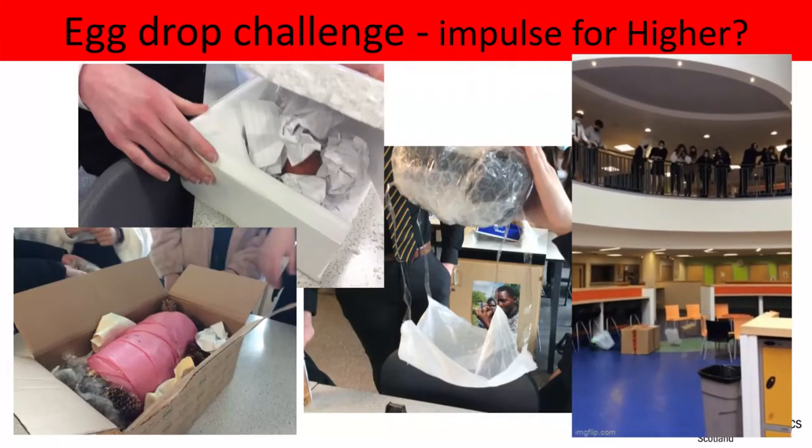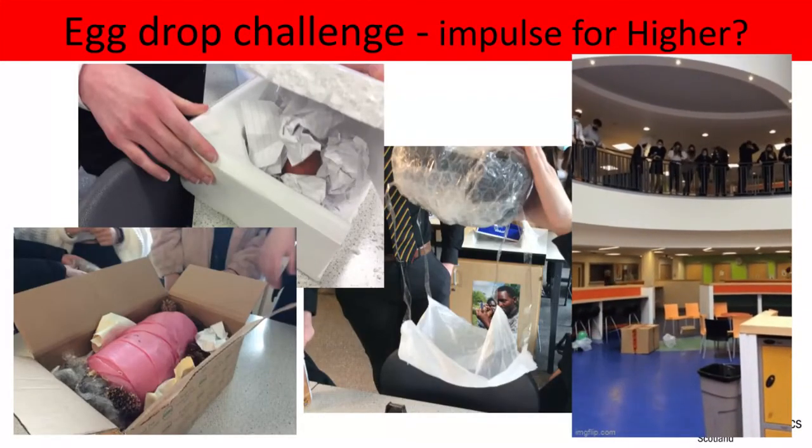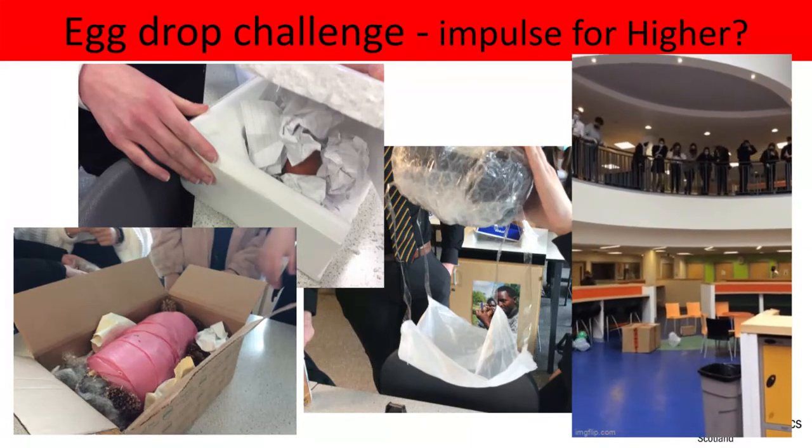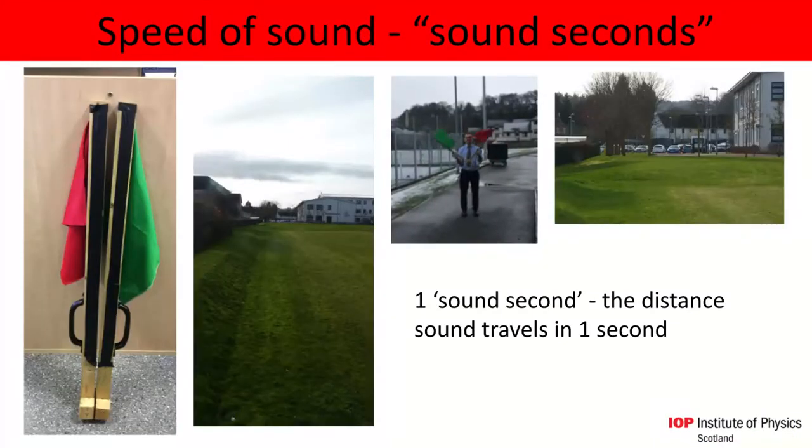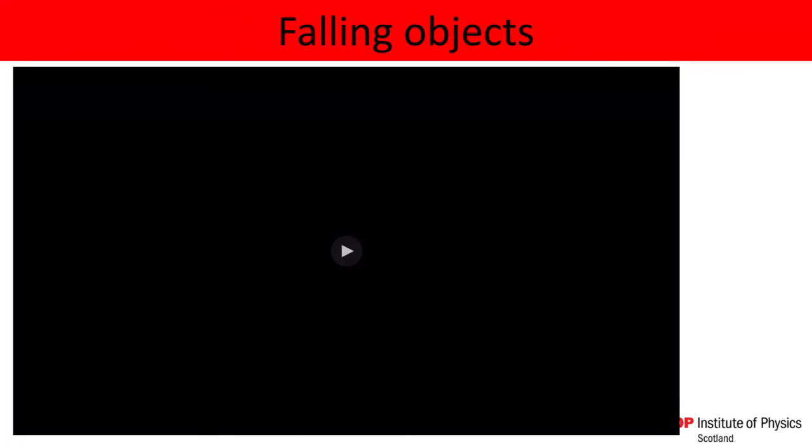In terms of higher impulse momentum, egg drop challenge is a good way of asking can you maximize the time, minimize the force. That could be done better outside through an open window. In terms of measuring the speed of sound, it is possible if you've got school grounds with at least 300 meters of distance, and you can introduce the idea of a sound second of distance, which is the distance sound travels in 1 second, which can then lead on to light years as a unit of distance. This is a homemade clapperboard with 2 flags, so you can see the movement and then actually hear quite an effective clap over 300 meters.